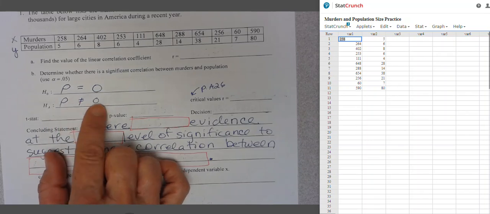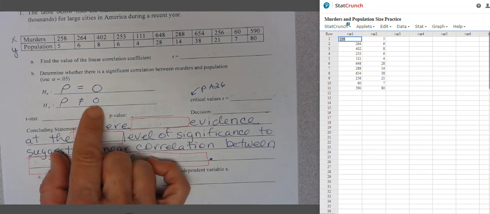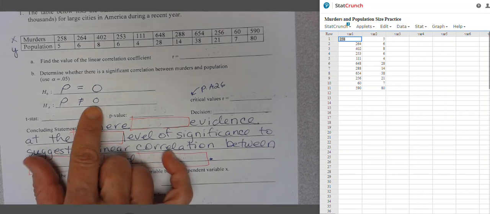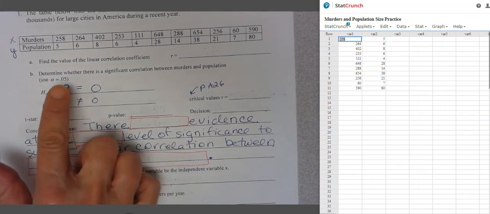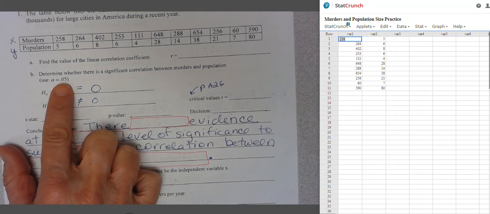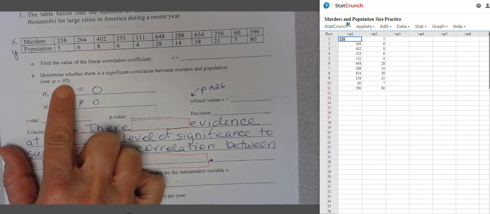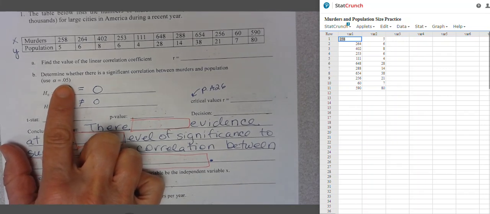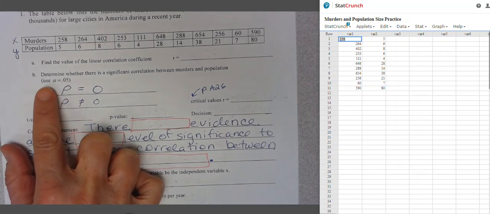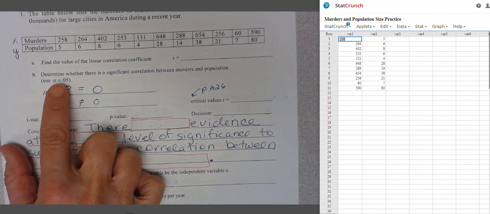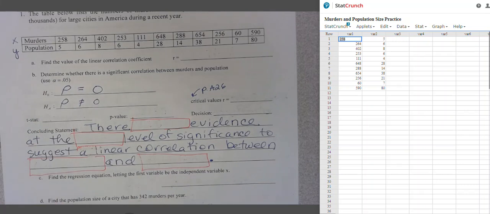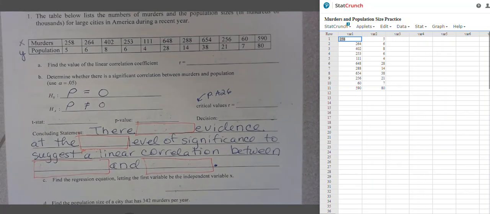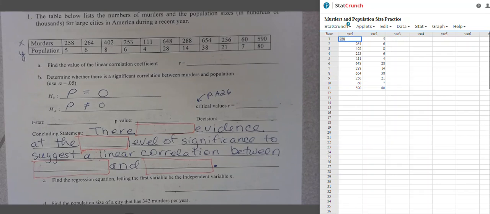Now, if rho is not 0, if we get anything other than 0, there is some correlation going on. However, we have to decide, is it strong enough? And we do set a significance level ahead of time, at how strong we want the correlation to be for us to say that there is correlation. So this is set at 0.05, our alpha significance level. So let's go ahead and go through the hypothesis test to see if we have correlation or not.